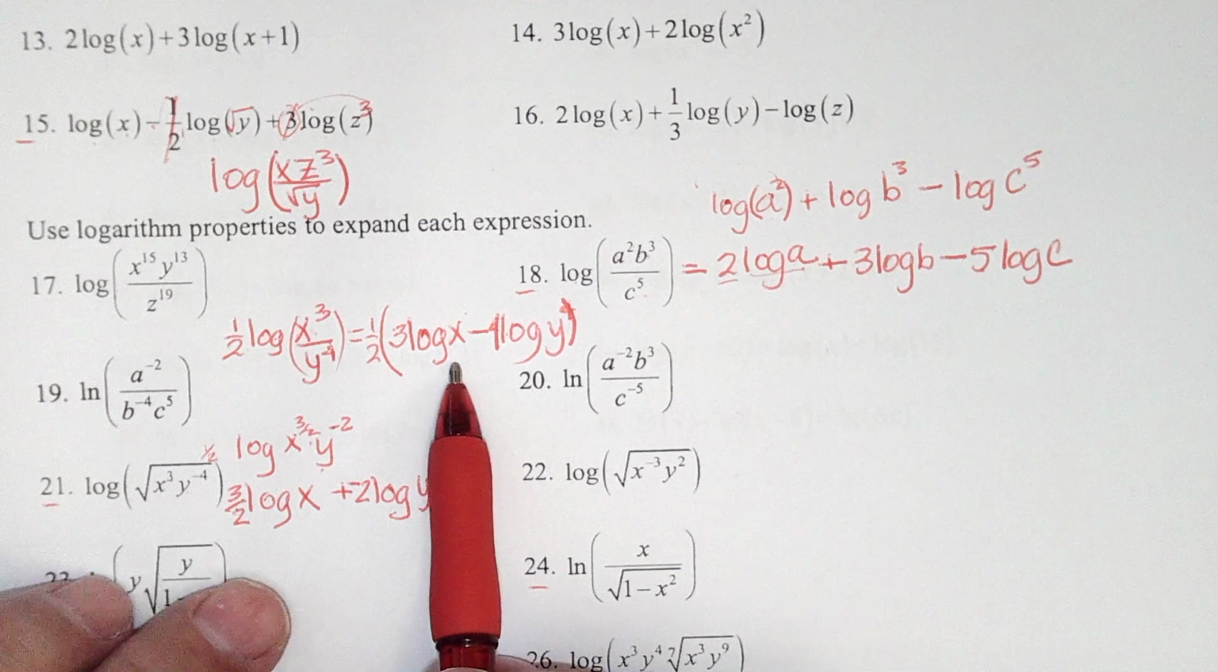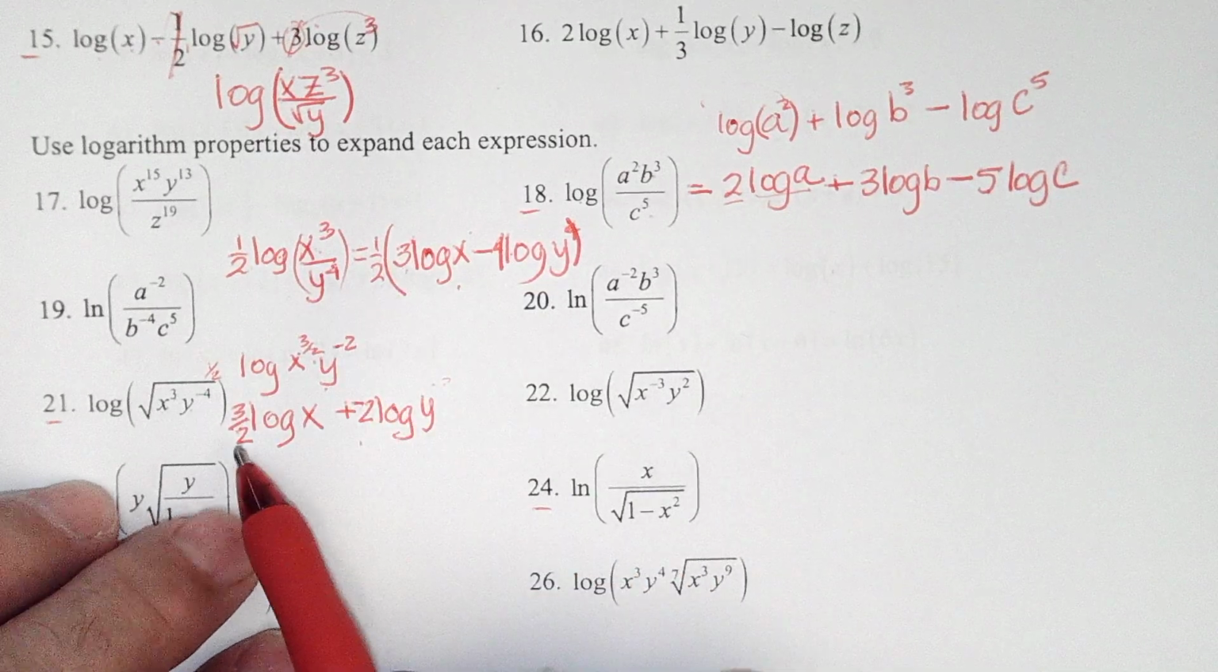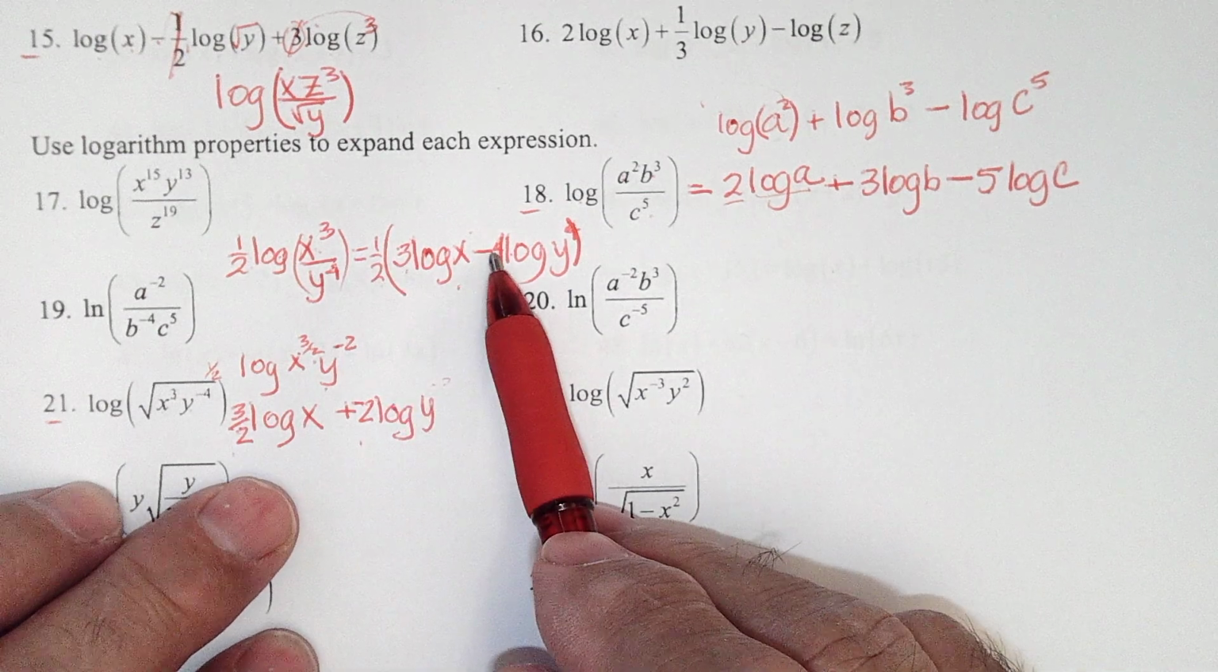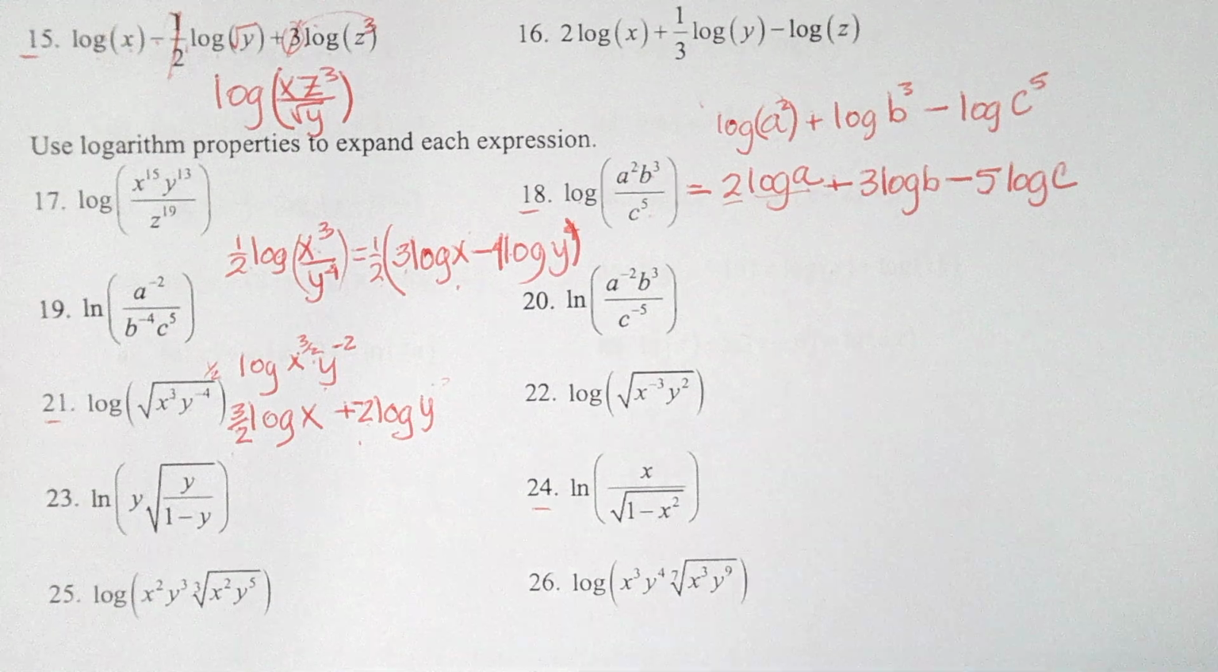And I claim that this is the same as this if I just distribute the 1/2 times this, and the 1/2 times the -4 is -2. And there are other ways to do it. Okay?